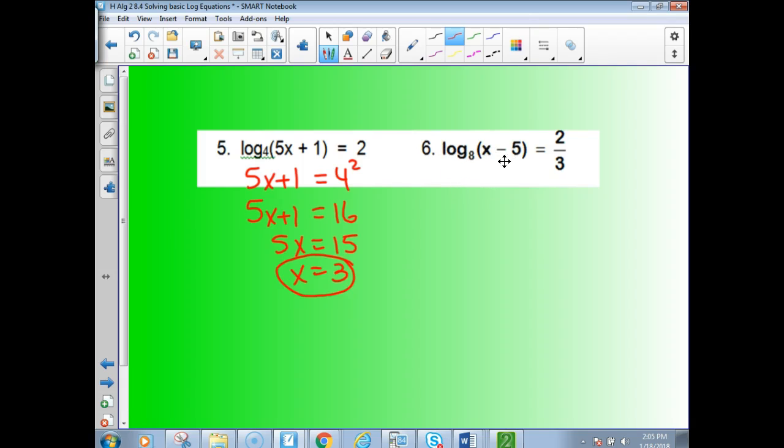Okay, I'm going to start that one the same way. Whatever's right here, x minus 5 will equal the base 8 to the 2/3.